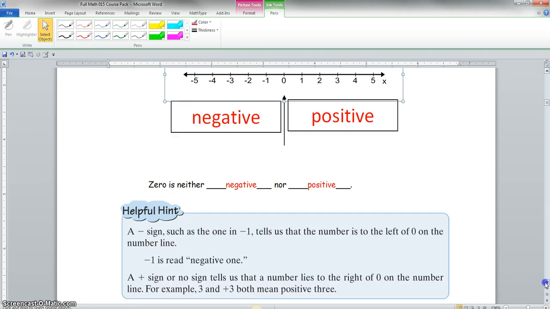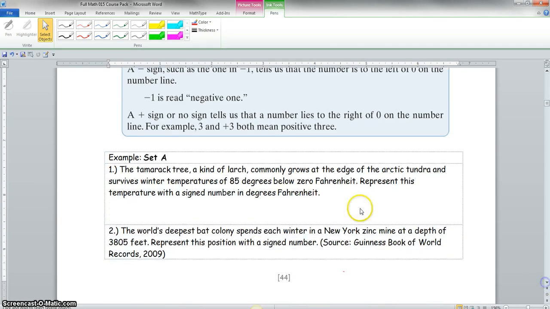Okay, now we go down here. It told us that we have temperatures of 85 degrees below 0. So we know it's going to be a negative 85 degrees Fahrenheit.